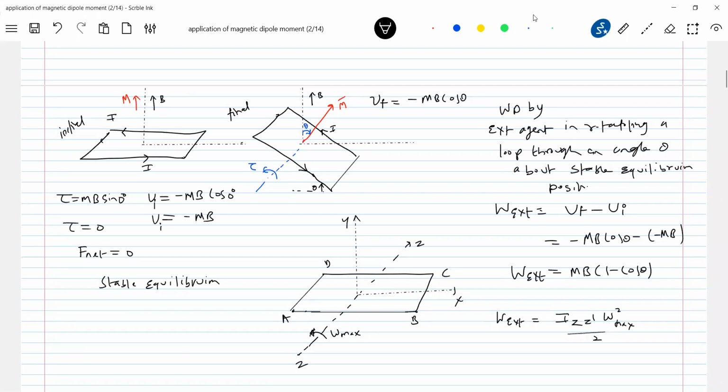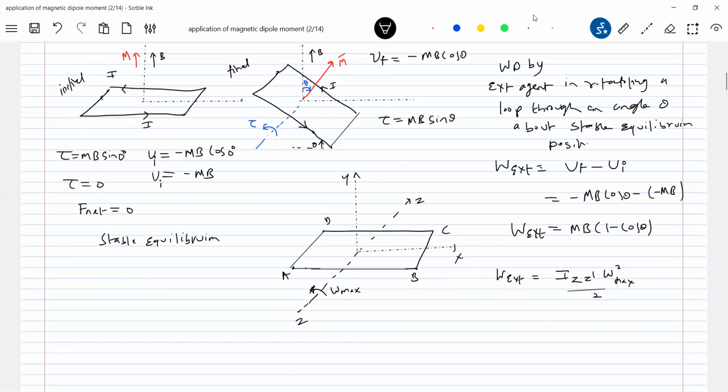So like that, what happens if I give a small angle? When will it be SHM? Theta should be small, no? So what is the torque acting in this position? MB sin θ. So we will go for the calculation of SHM, and the time period we will calculate. The torque should be equal to I_zz' into α, which equals MB sin θ.